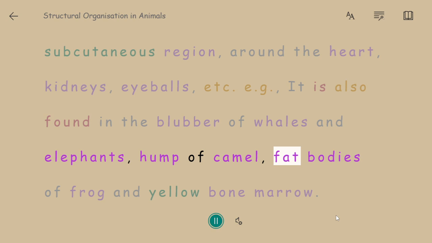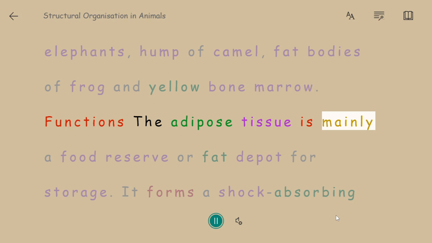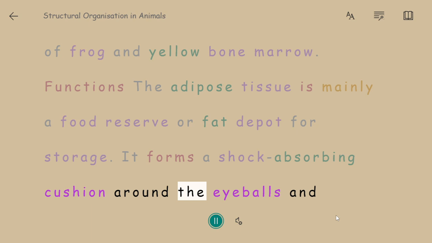Functions: the adipose tissue is mainly a food reserve or fat depot for storage. It forms a shock-absorbing cushion around the eyeballs and kidneys. The tissue also helps in the production of blood corpuscles.